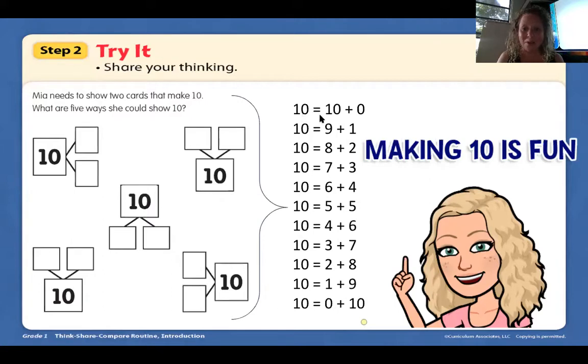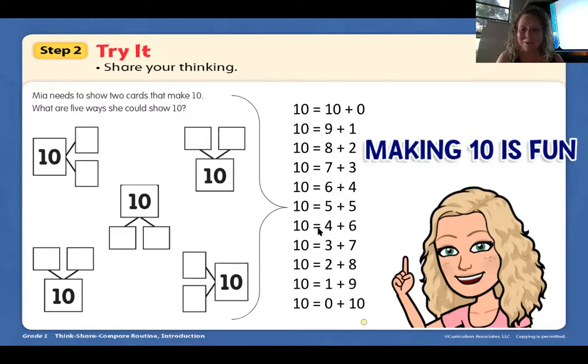10 equals 10 plus 0. 10 equals 9 plus 1. 10 equals 8 plus 2. 10 equals 7 plus 3. 10 equals 6 plus 4. 10 equals 5 plus 5.